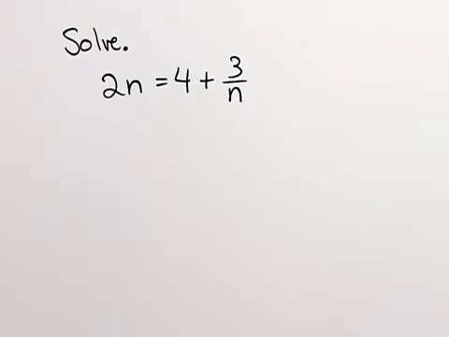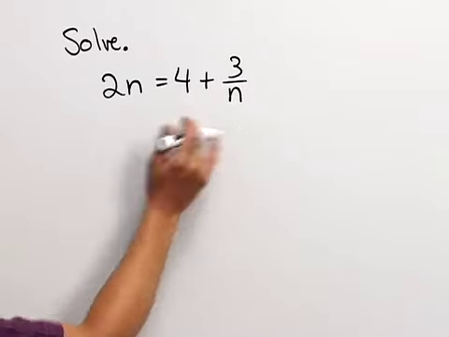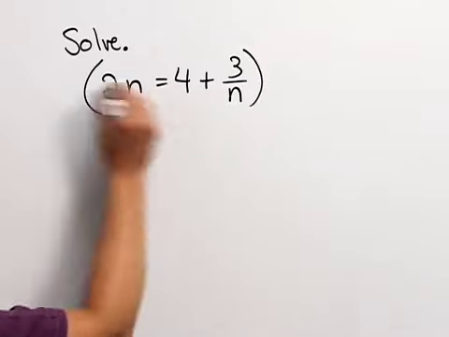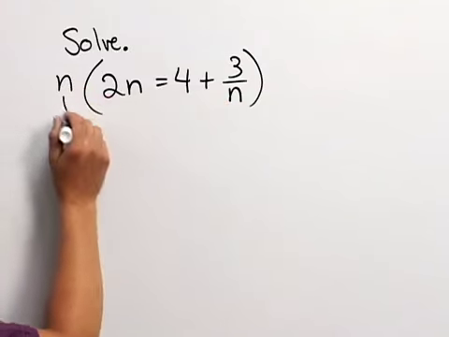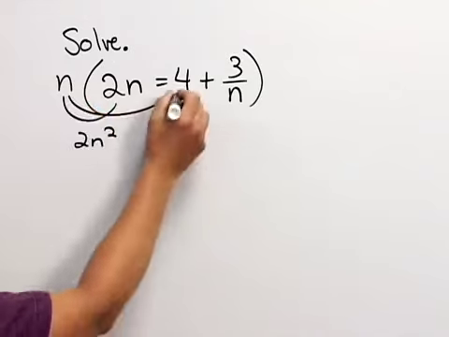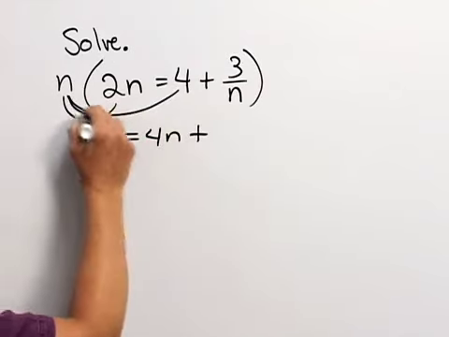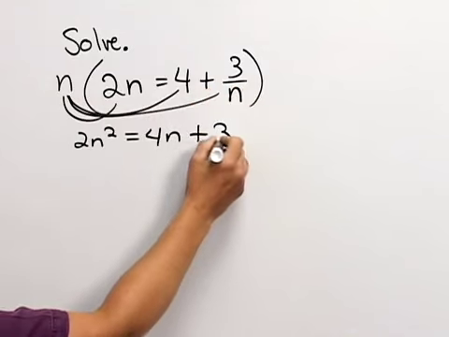Solve 2n equals 4 plus 3 over n. To solve this, we first need to get rid of our fraction, and our denominator is n, so we're going to multiply the entire equation by n. Distributing that across, we get 2n squared equals 4n plus n times 3 over n, which will just be 3 because the n's will cancel.